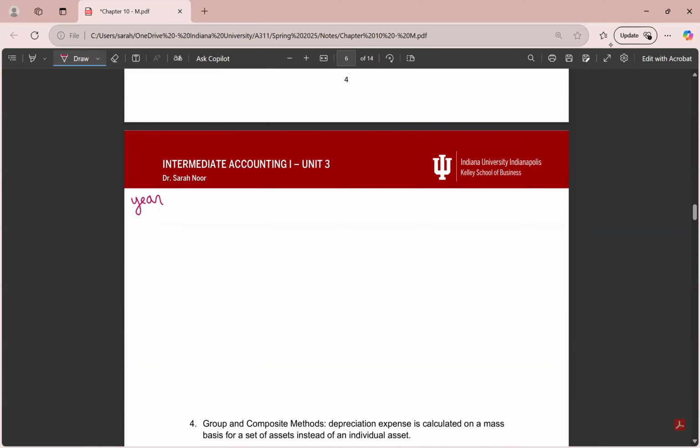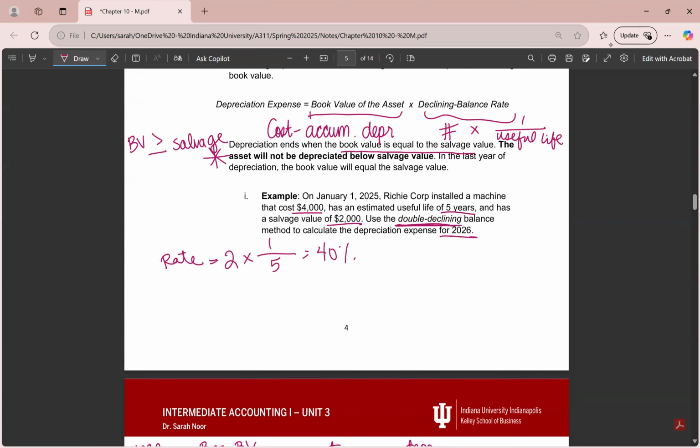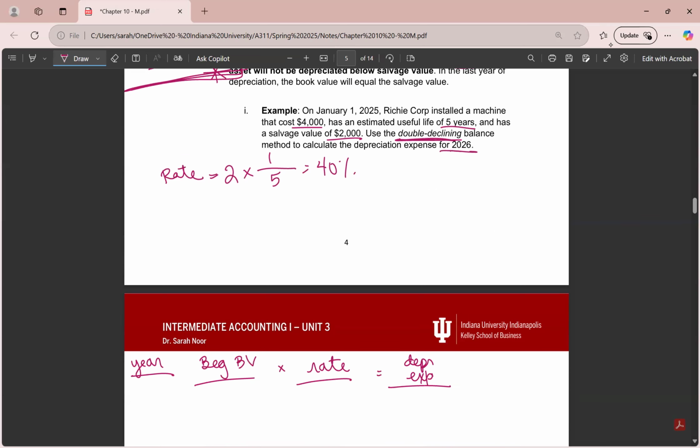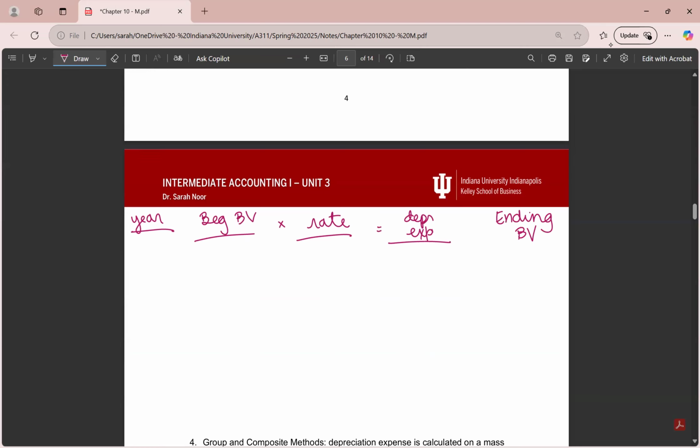We have the year, we have the beginning book value times the rate, which gives us depreciation expense. But remember our rule, book value has to be greater than salvage. So whenever we're depreciating, and this applies to all the methods, it's not just this one, we have to make sure that we don't depreciate more than what we can. So we have to do a sanity check, and we have to check our ending book value. With that ending book value, we have to make sure that it is greater than or equal to salvage.